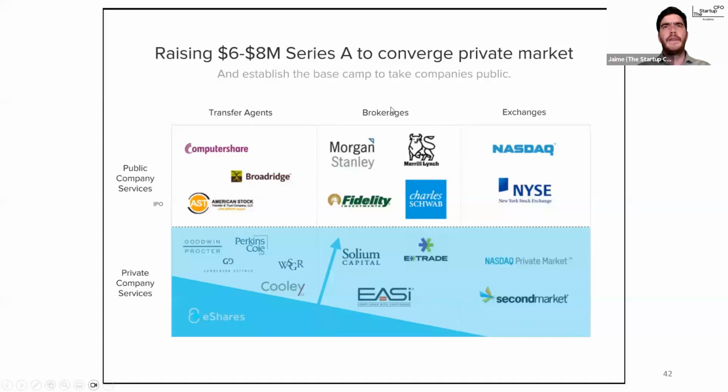Here we see this is eShares. This is what later I think they changed their name to Carta, raising 6 to 8 million. It's fine that you give a range. Series A to converge private market to achieve the base camp to take companies public. We will be ready in the private market, and therefore afterwards we will do the IPOs. Actually, they cover competitors: will focus on this, we will focus on this.